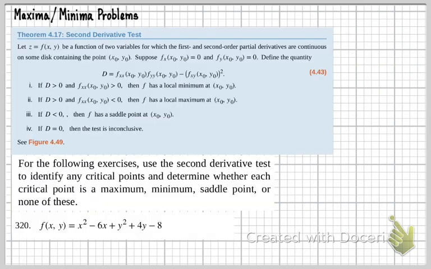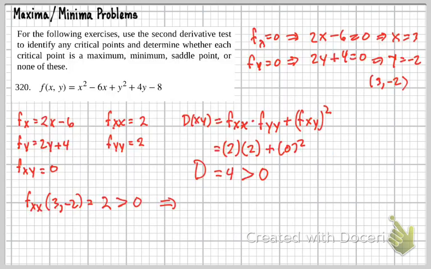And that's really what I do. When I go back here, notice how this reads. D is greater than 0, fxx is greater than 0, so that means it's a local minimum. And thinking about the idea previously, concave up, it's got to be a minimum. Done. So that tells me then the point (3, -2) is a local minimum.